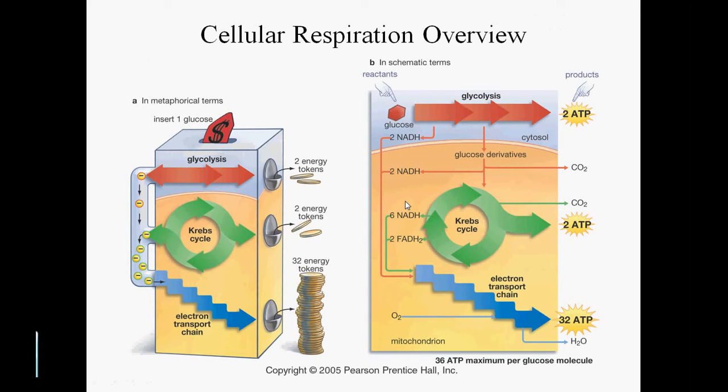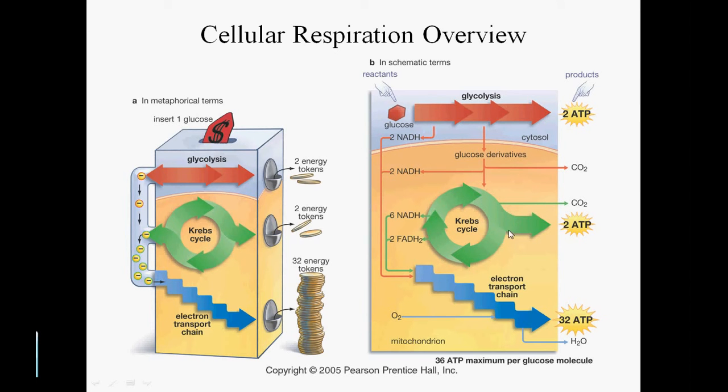So cellular respiration overview. Basically, it works like a machine. You put in one glucose. After you leave glycolysis, you're getting those 2 ATP, and your glucose derivative is the pyruvic acid. Well, the pyruvic acid can't go straight into the mitochondria. It has to transfer itself into acetyl coenzyme A. So when it does, it releases carbon dioxide, 2 more NADHs, and then that acetyl coenzyme A can go into the Krebs cycle.